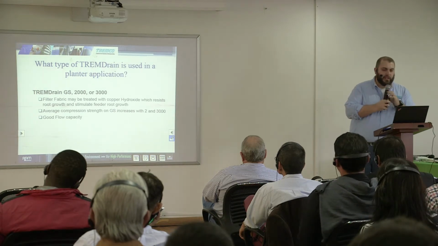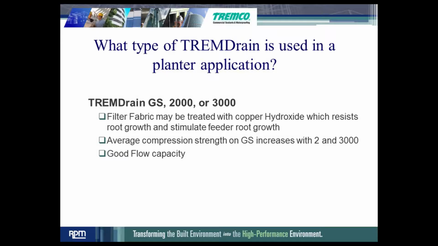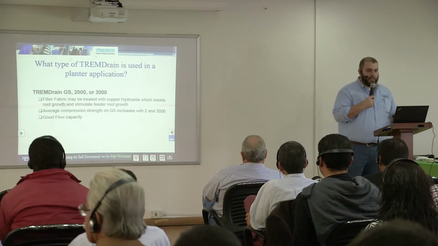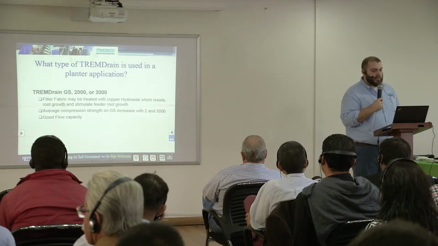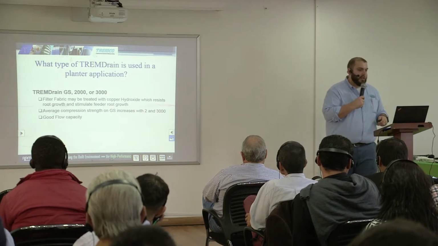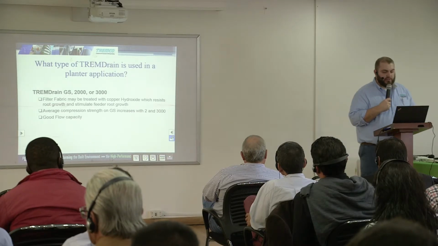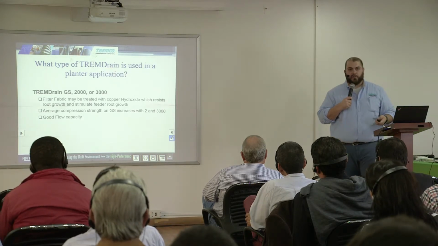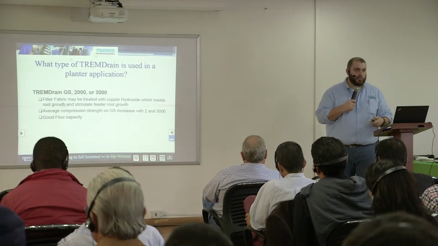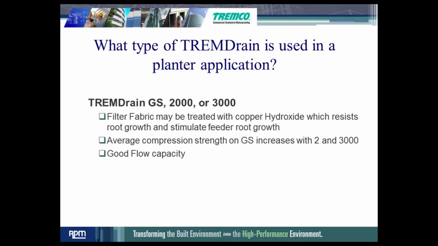Why would you want to use TREMDrain in a planar application? Or what type, I'm sorry. The types that you would use are the TREMDrain GS, TREMDrain 2000, or TREMDrain 3000. The filter fabric can or cannot be treated with the copper hydroxide. The GS has the copper hydroxide. The average compressive strength of the GS is higher than the 1000, but the 2000 is higher than that, and the 3000 is higher than that. The 1000 is kind of the basis, but the GS, the 2000, and the 3000 are higher. You also have a greater flow capacity too. With the higher compressive strength, you can get more water through there.